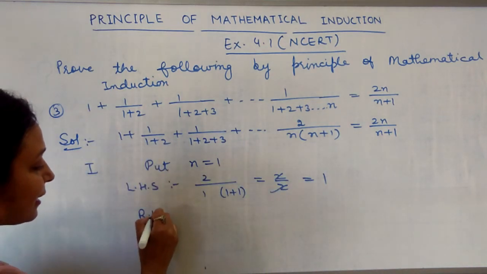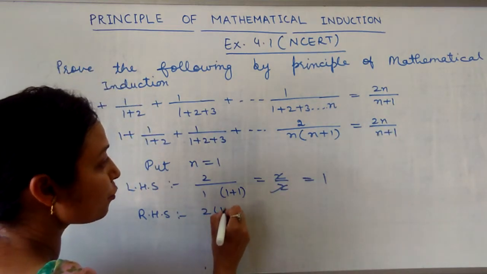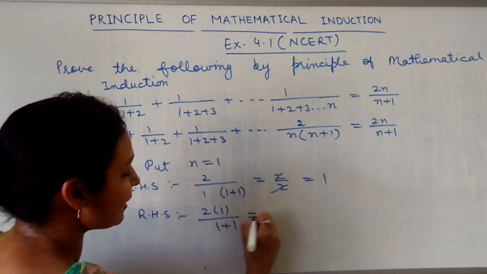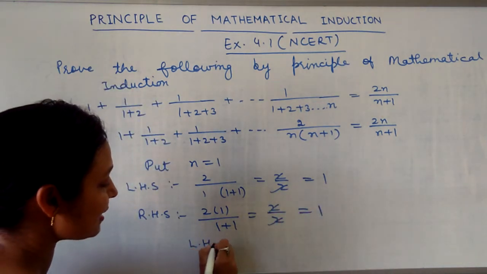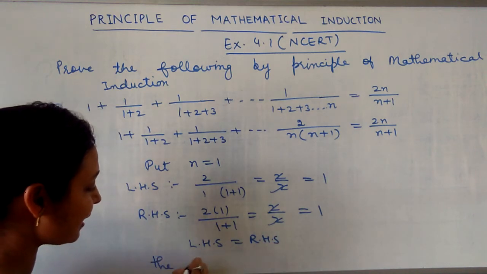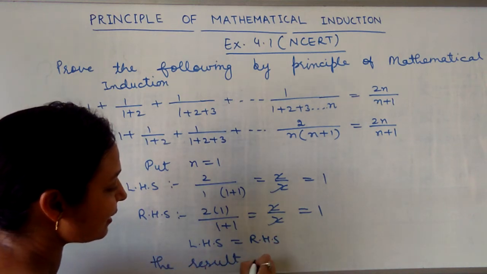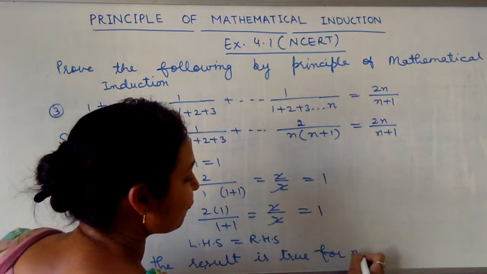Okay, right hand side. When you take the right hand side, I will take this one. 2 into 1, 1 plus 1, that is 2 upon 2, after cancellation 1. That means left hand side equals right hand side, and the result is true for n equals to 1.